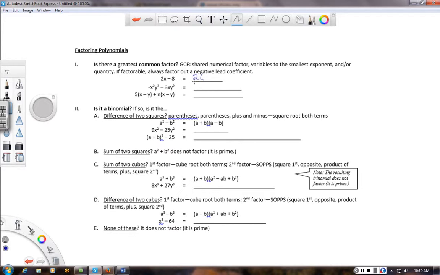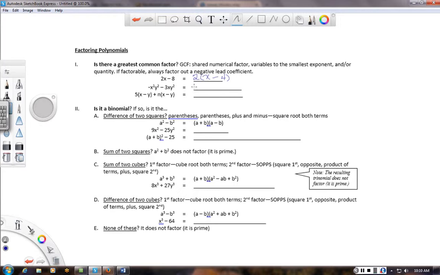Of course, we look at 2 times what is going to give me 2x. The missing factor is x. Minus, back to our 2 times what is going to give me the 8? That is 4. We close off our parenthesis. To double check ourselves, we can use the distributive property to multiply in, and it should give us the original quantity. Let's move to our next problem.